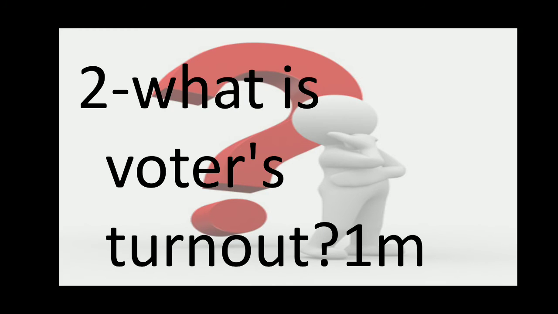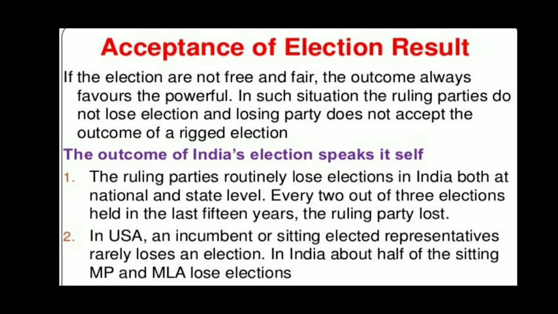Now the question related to this: what is voter turnout? This I have already illustrated. Acceptance of election result. If the elections are not free and fair, the outcome always favors the powerful. In such a situation, the ruling parties do not lose elections and the losing party does not accept the outcome of a rigged election.